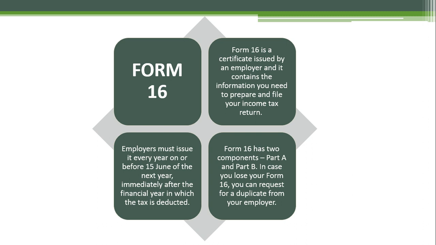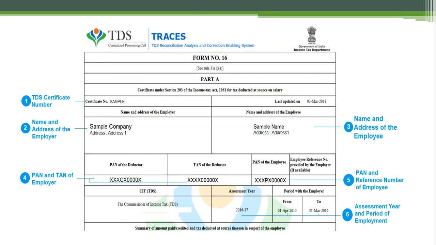In case you lose your Form 16, you can request a duplicate from your employer, as it will be saved in your employer's database. One by one we will discuss what those two parts, Part A and Part B, are, and how they will be helpful in filing your income tax return.